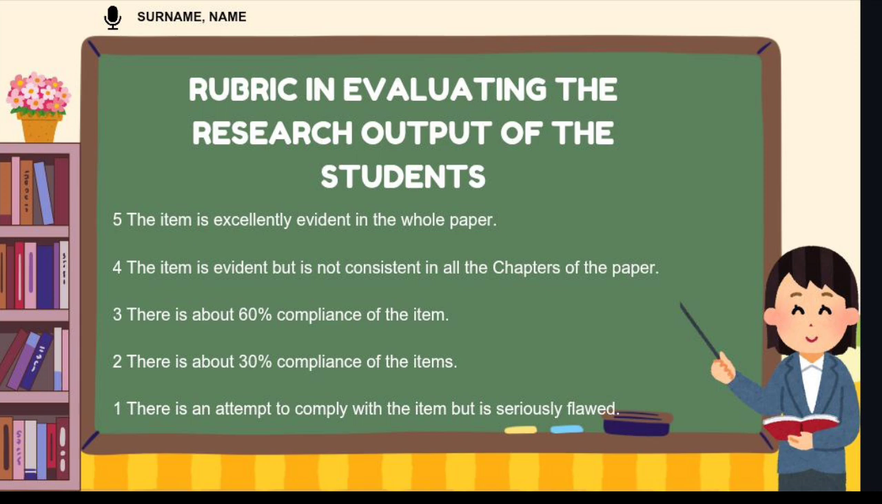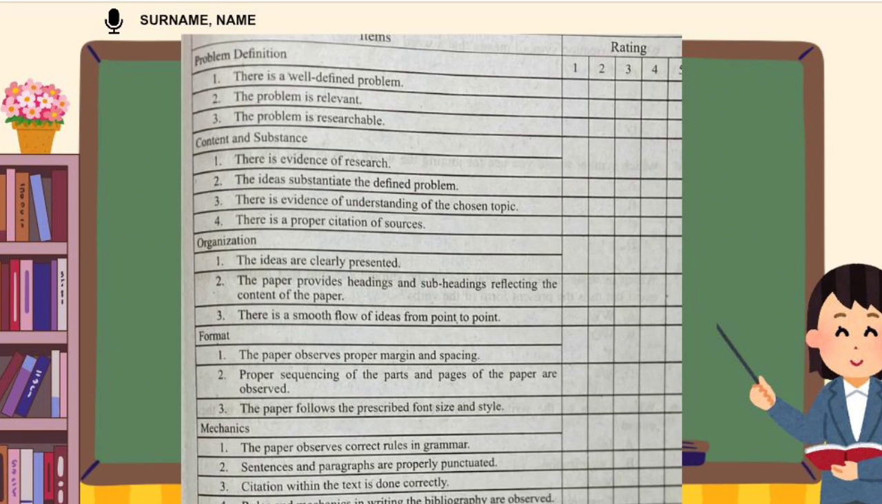So these scales allow researchers or evaluators to assess the degree to which a specific element or criterion is present, consistent, and well executed within a research paper. The higher the number, the better the integration and implementation of the item. Next is the example of the rating scale of evaluating the research output of the students.